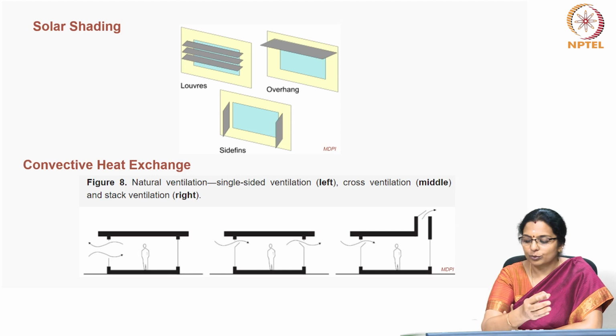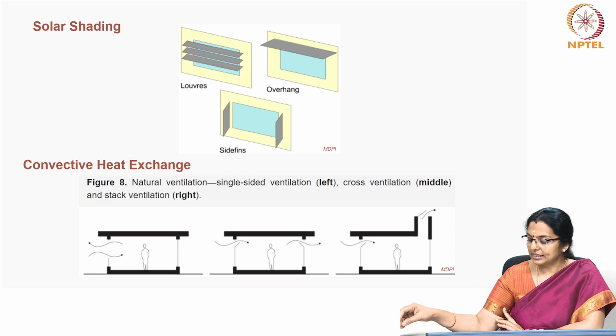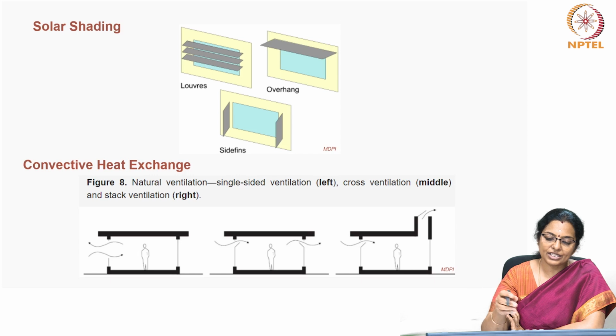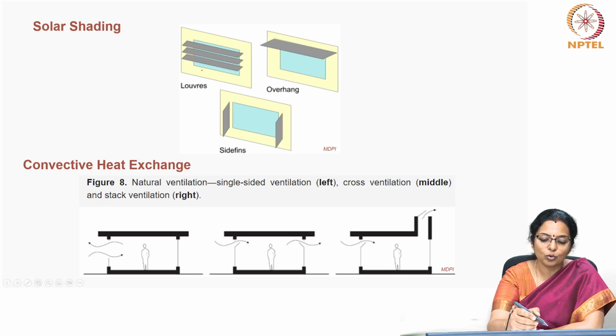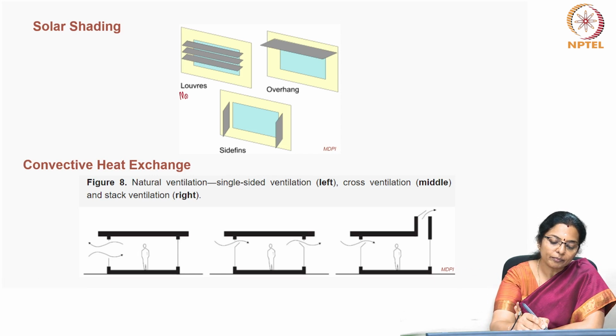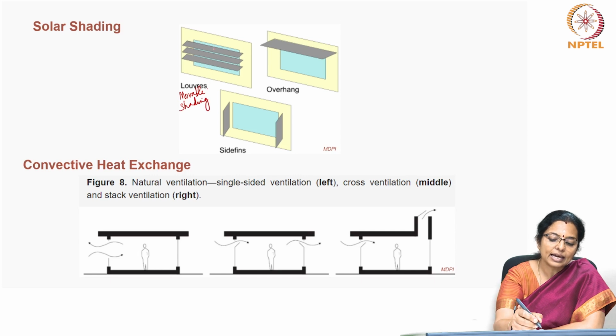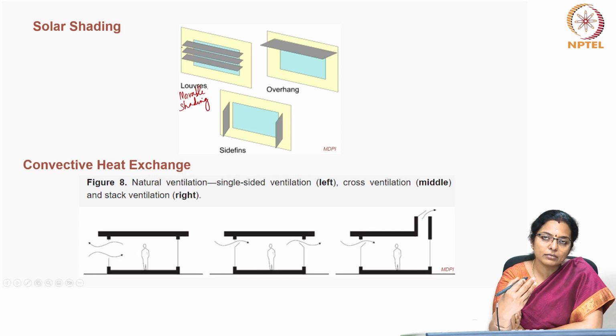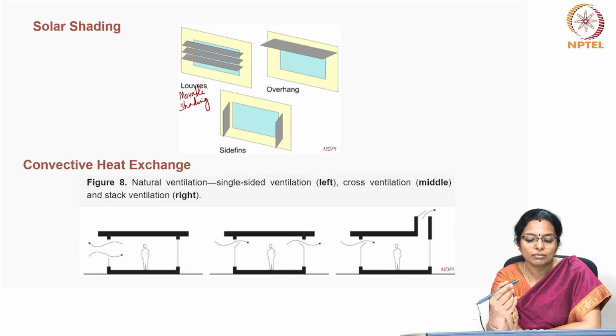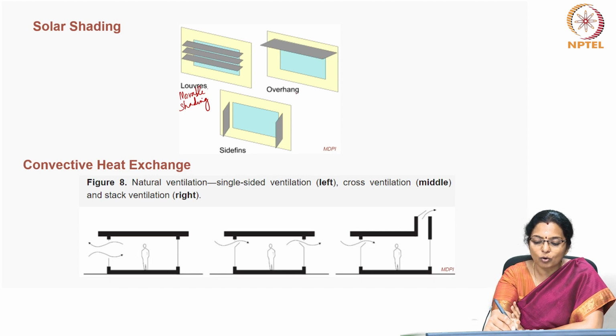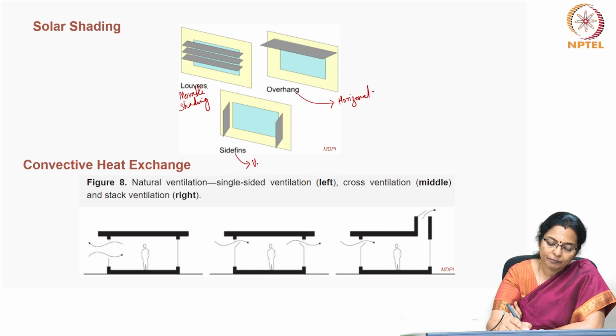Now, if we first look at the shading types, you can see here we have shown three shading devices. One is louvers. Now, louvers can be movable. So, we can categorize louvers as movable shading because they can be made to flip and become completely vertical or flip and become completely horizontal. Then you have overhangs, which can be categorized as horizontal shading devices, and you have side fins, which are vertical shading devices.